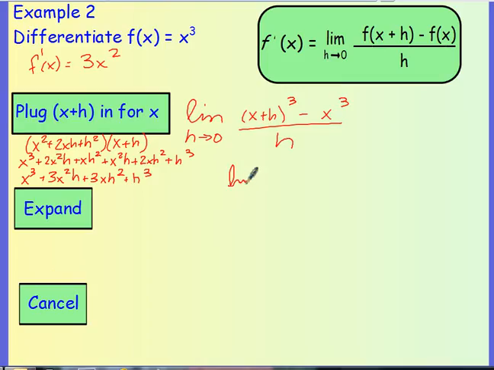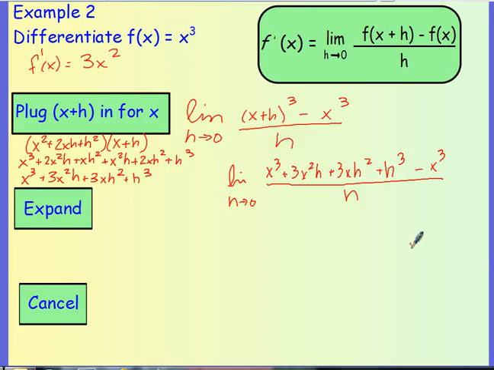So here's what I have. The limit as h approaches 0 of x cubed plus 3x squared h plus 3xh squared plus h cubed minus x cubed, all of that over h. Sorry, should be plus, right? You with me? Okay, what do you notice?